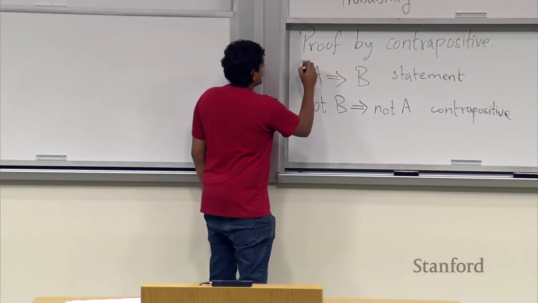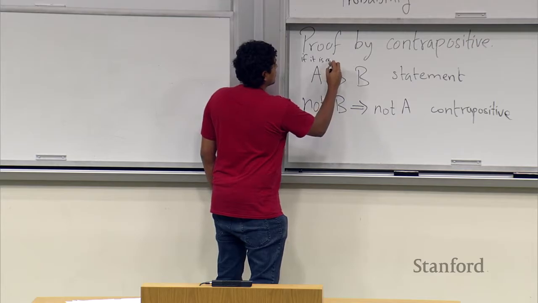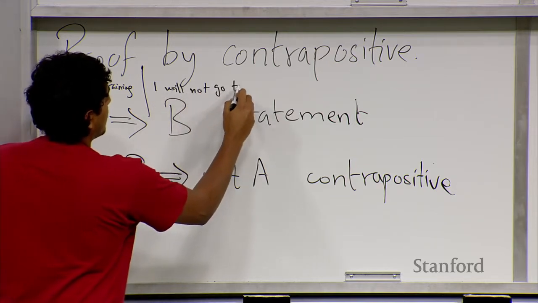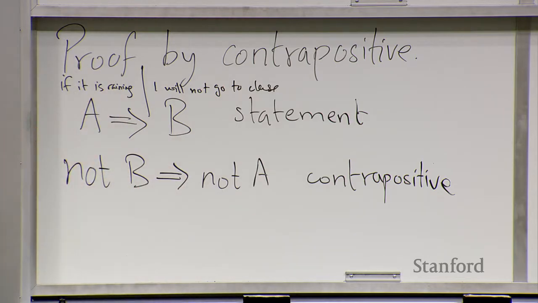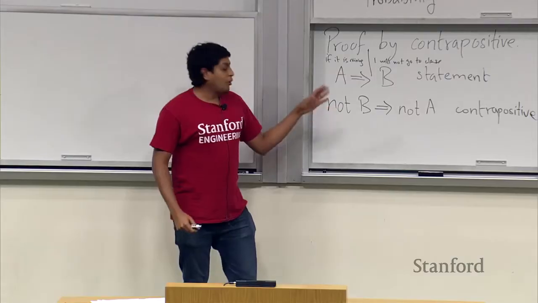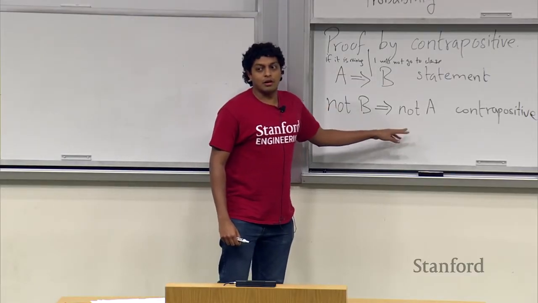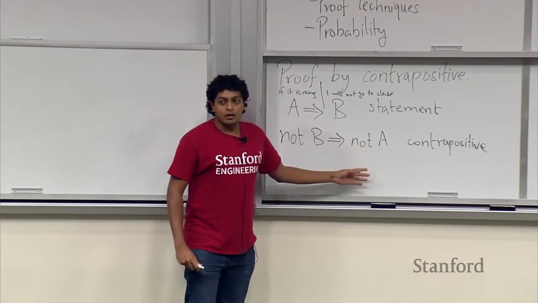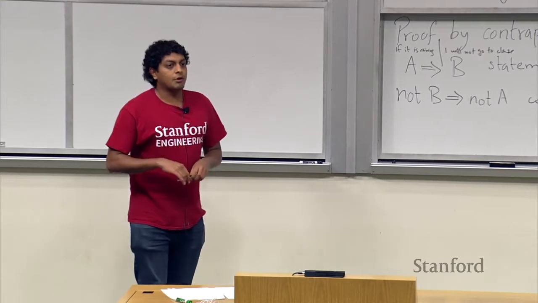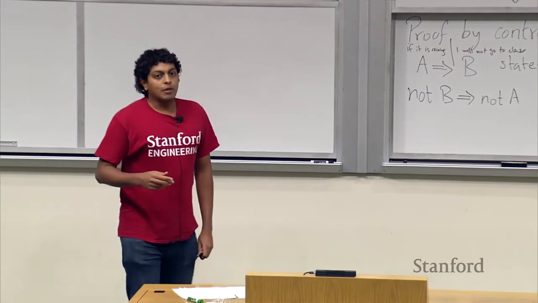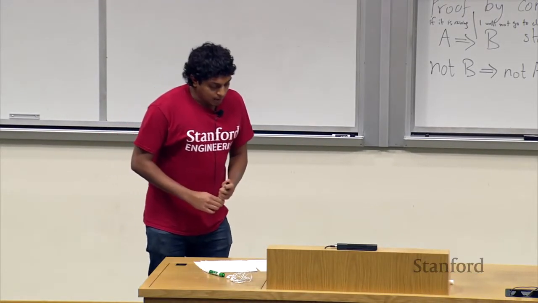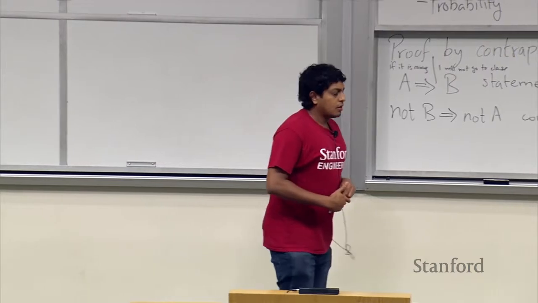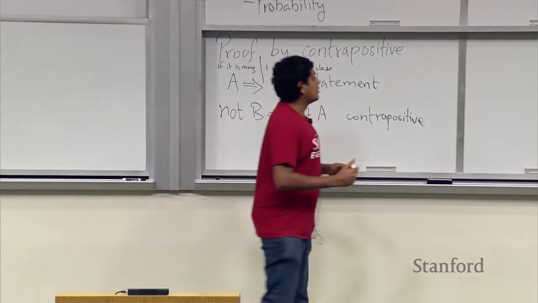So here our A is if it is raining. And our statement here is, I will not go to class, is the B, is the implication when we say if it is raining. So what's the negation of B here? I will go to class if it is not raining. Okay. So that is what we are saying. So if I have gone to class, that means that it is not raining. Okay. So proving the contrapositive is equal to proving the statement. So in some cases, it might be simpler to prove the contrapositive and show that the original statement is true. Okay. Let's do some sort of example. Okay, let's do this.